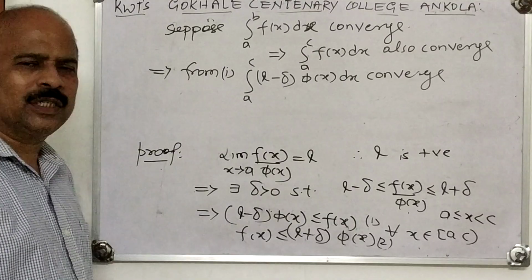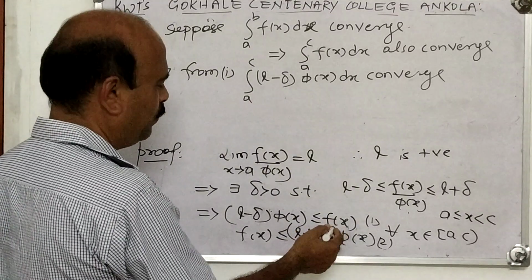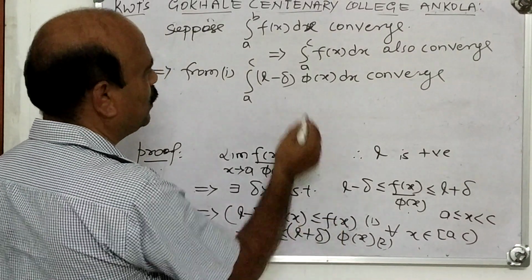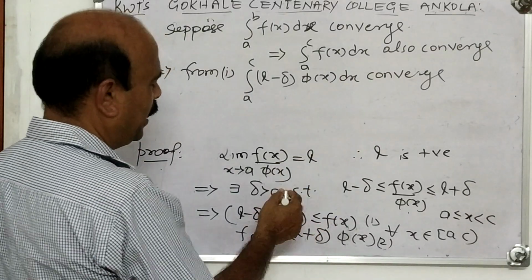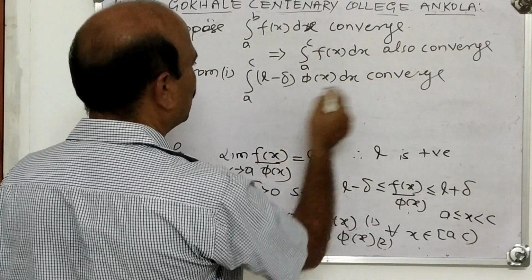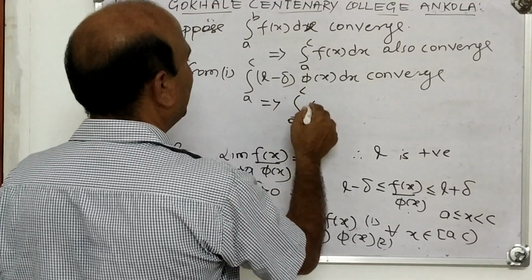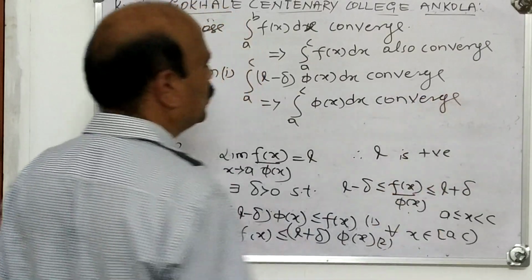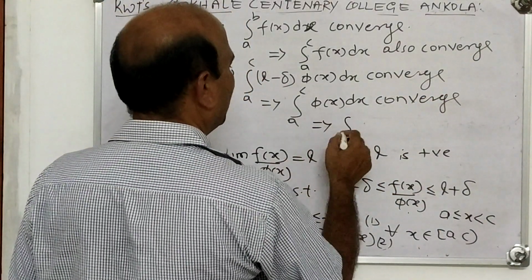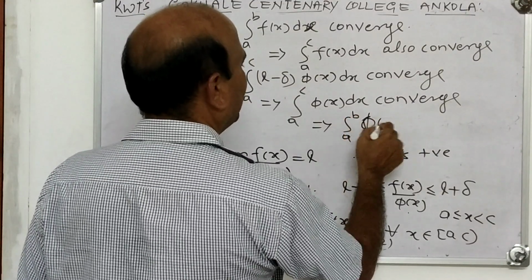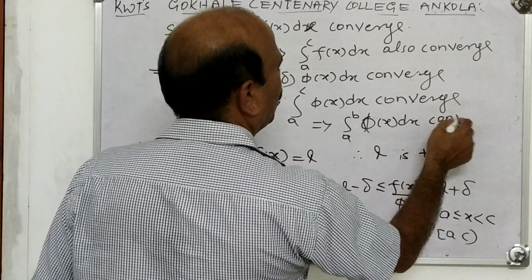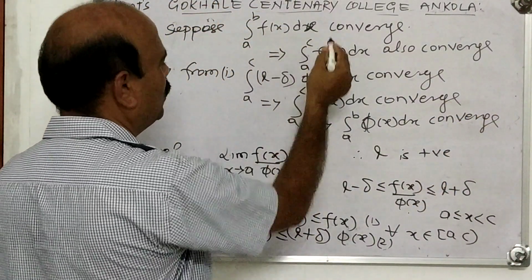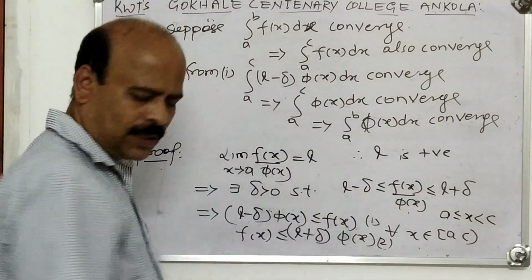See, we have used the previous test here. From 1, L minus delta pi x is less than or equal to fx. This fx, a to c fx dx converge, implies a to c L minus delta pi x dx also converge. This implies a to c pi x dx converge. This implies a to b pi x dx converge. Therefore, a to b fx dx converge implies a to b pi x dx converge.